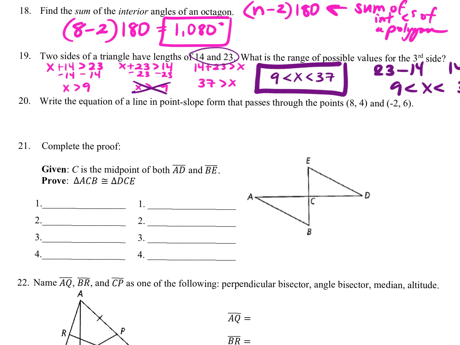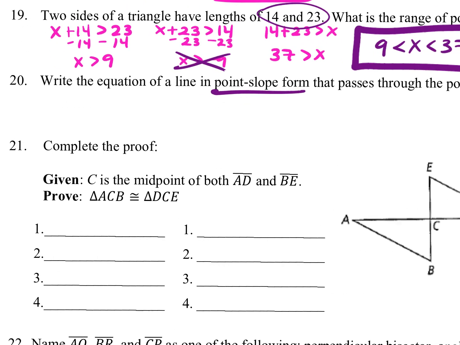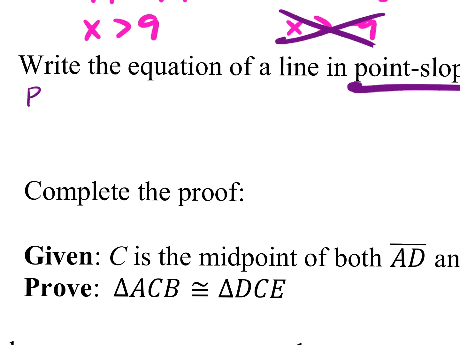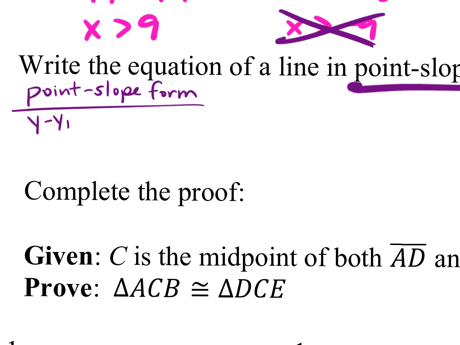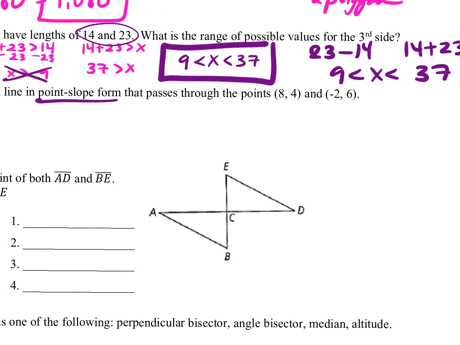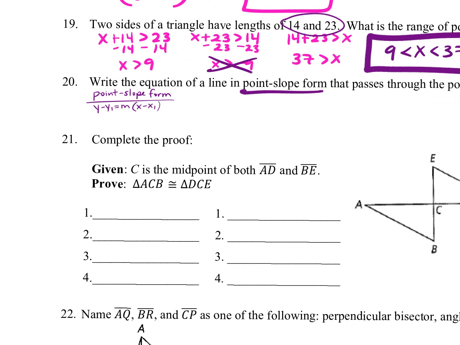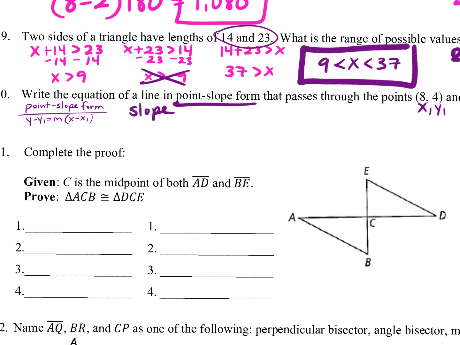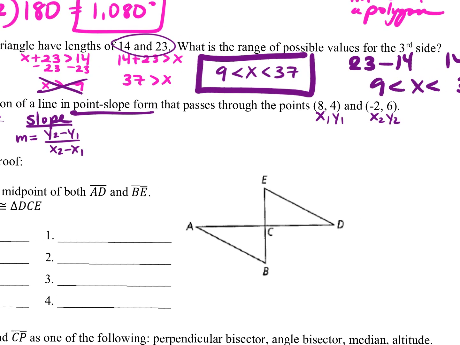All right, this one says write the equation of a line in point slope form. If I were you, I would write point slope form on your cheat sheet. Point slope form is y minus y1 equals m times x minus x1. So find the slope first, x1, y1, x2, y2. If you haven't already written the slope formula, write that one down too. M equals y2 minus y1 over x2 minus x1. So that'll be for the slope of a line.